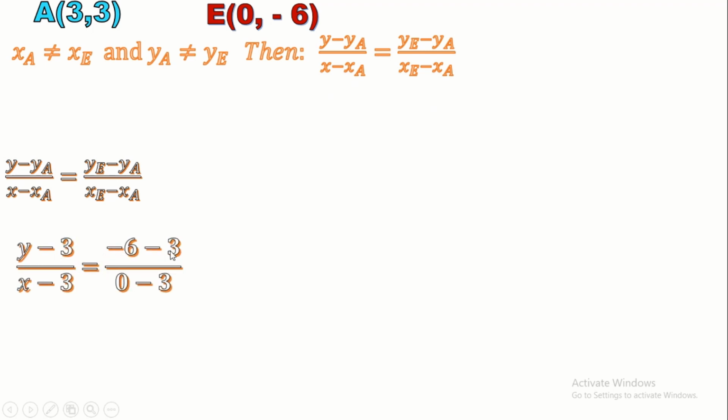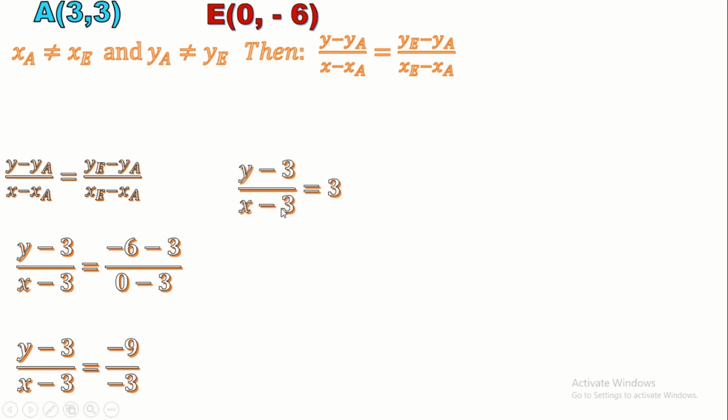Here minus 6 minus 3, isn't it minus 9? Over 0 minus 3 is minus 3. Now we can simplify minus over minus, plus 9 over 3, 3. So (y minus 3) over (x minus 3) equals 3. Now if we move x minus 3 to the other side, shouldn't divided by become times? So y minus 3 equals 3 into (x minus 3).